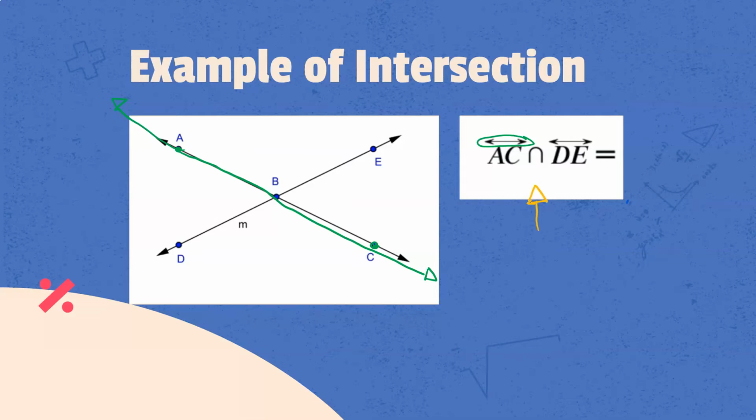Next we're going to talk about DE. So here we're going to circle this. We know that this is also a line, again because of the two arrows. Then we know that D is right here and E is right here. And again it extends infinitely.